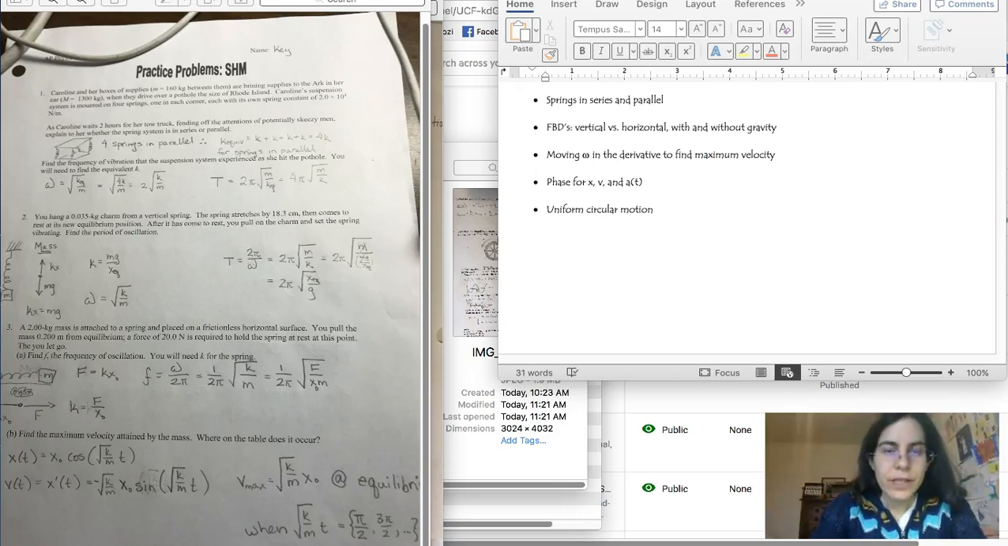My scanner's on the fritz and the document camera isn't cooperating, so here we are, COVID-19, day 3 and 4 of Simple Harmonic Motion. Welcome everybody who's tuning in.